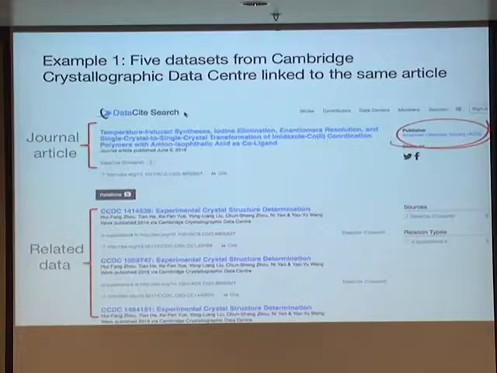So here's my first example. Here's a journal article from the American Chemical Society, and five data sets are linked to that same article. So again, it's really bringing those two things together. This is a great way to get credit for your research. So if you write a journal article and you cite somebody else's data or your own data, there's a way to do that and to connect those pieces.